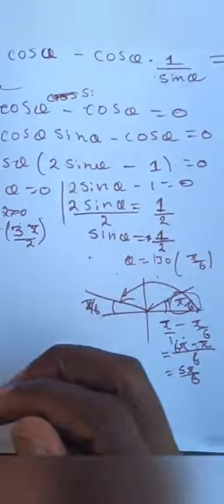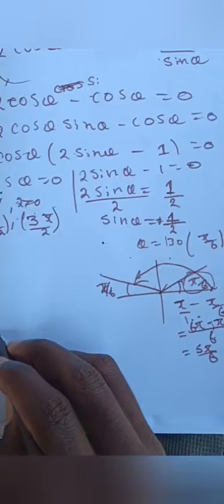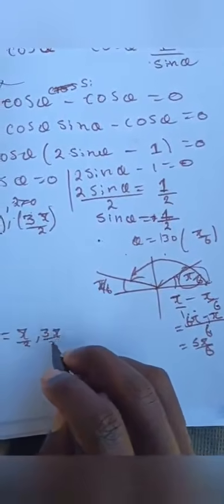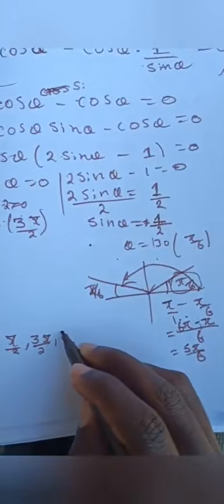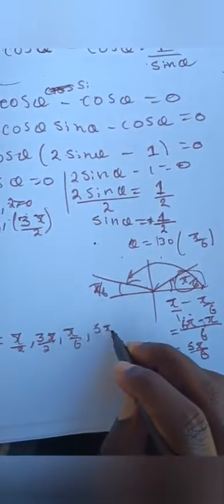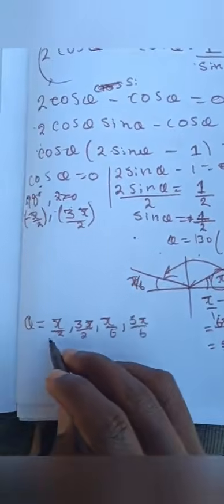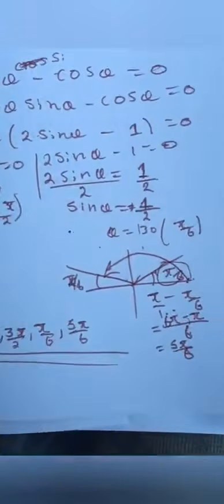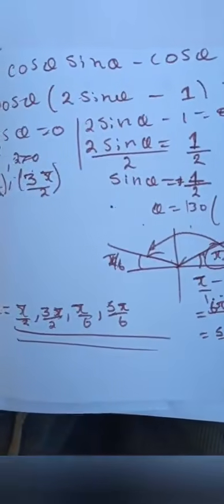Now let's put them all together. So for the solutions we have pi over 2, 3 pi over 2, pi over 6, 5 pi over 6. Right, we have these. Now here, these are the solutions.